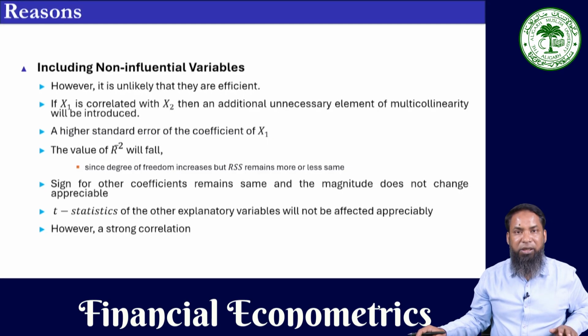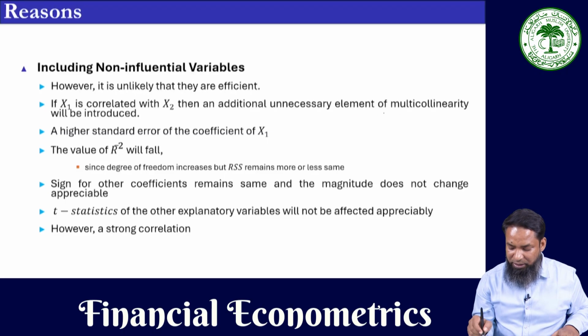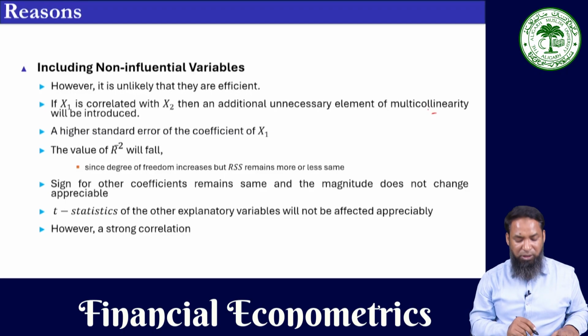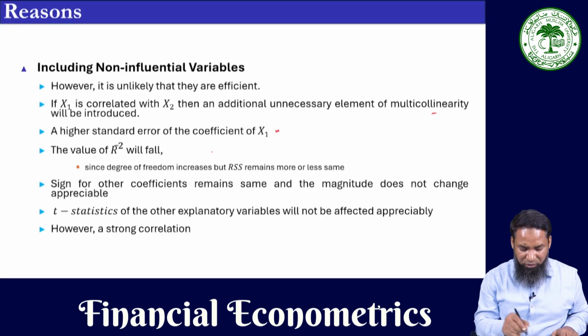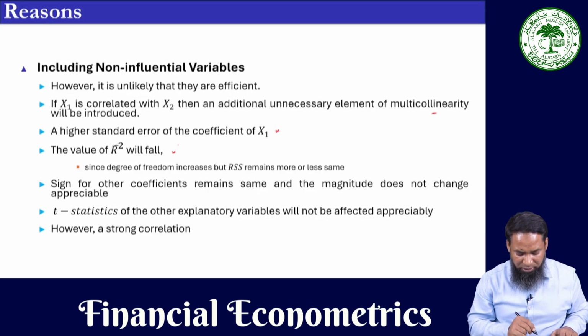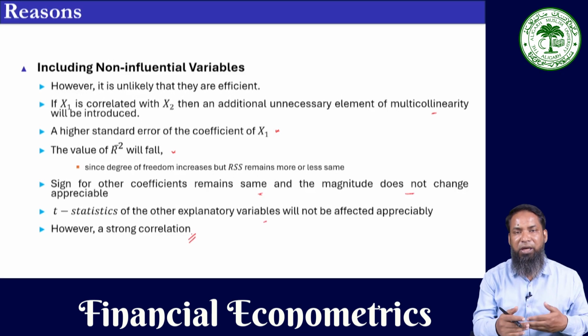If x1 is correlated with x2, then an additional unnecessary element of multicollinearity will be introduced. There will be a higher standard error of the coefficient of x1, and the value of R square will fall. The sign of the other coefficients remains the same, and the magnitude does not change. T statistics of other respective variables will not be affected appreciably. However, a strong correlation may change this dynamic.